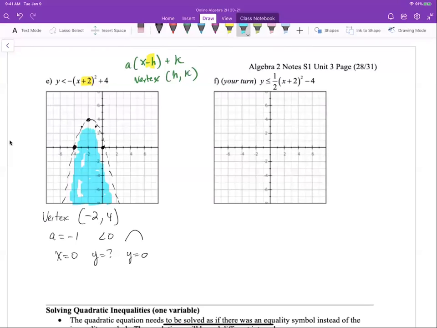Okay. Last one. Why don't you try one yourself? I encourage you to use your dilations if possible.